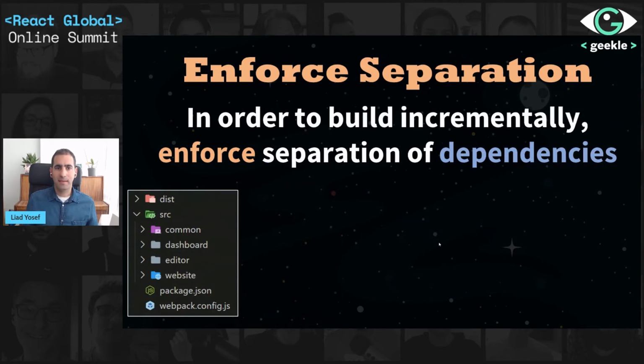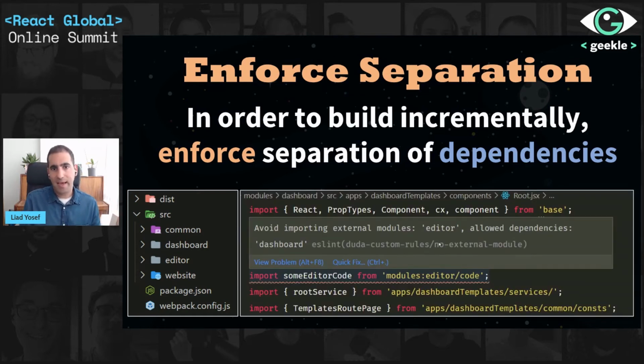bundled. But we have to enforce separation if we want to build those incrementally. If they're in the same repo, and we want the ability to say, hey, I want to build just editor or just dashboard, we have to enforce this separation, and we can do it via an ESLint plugin.